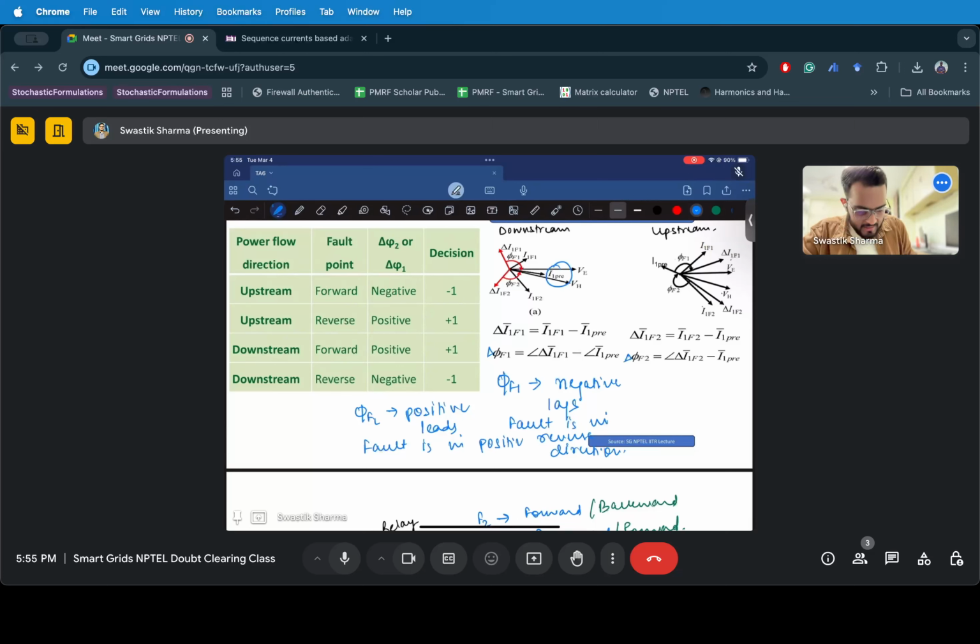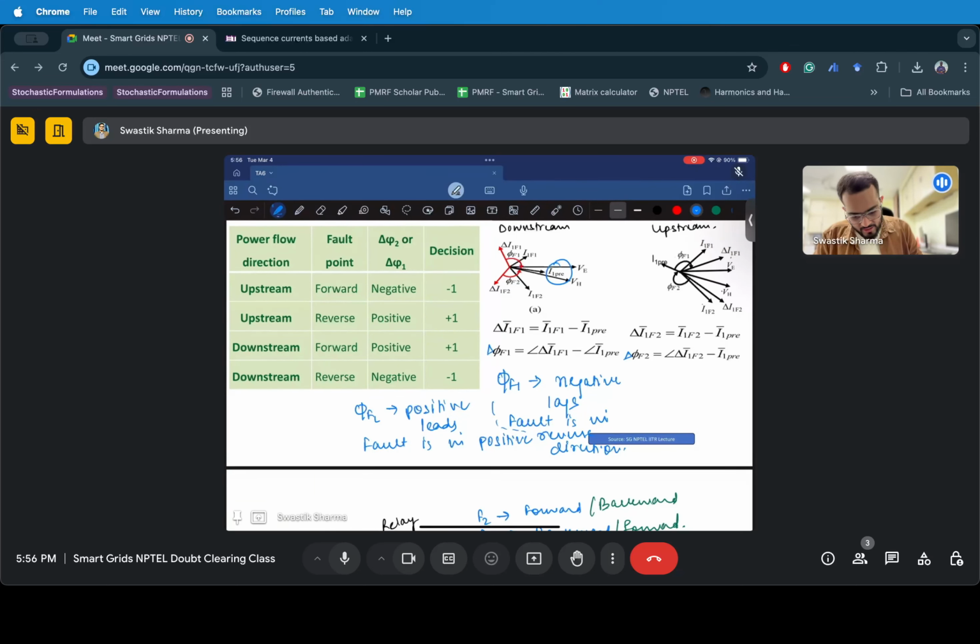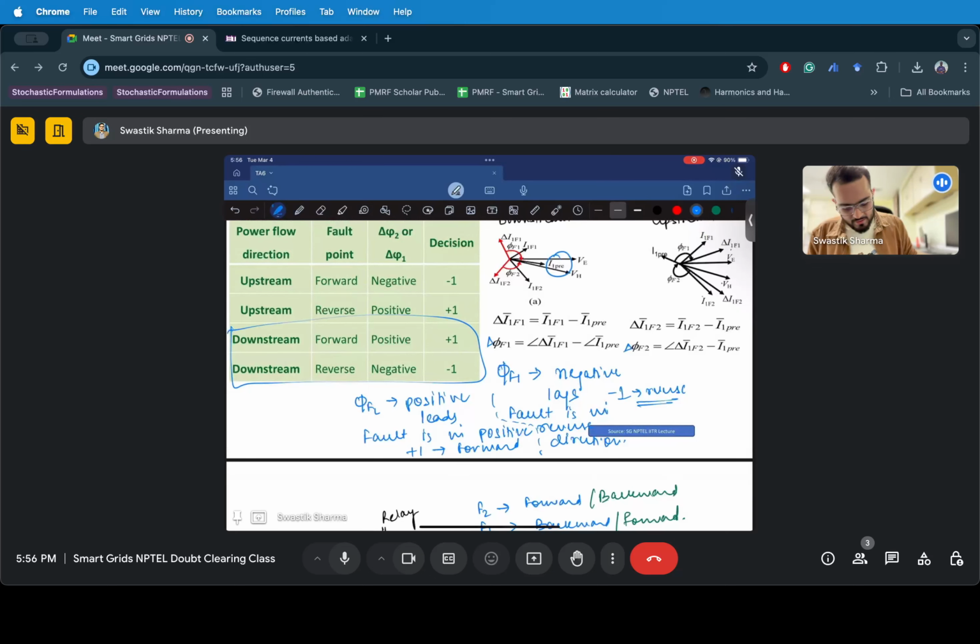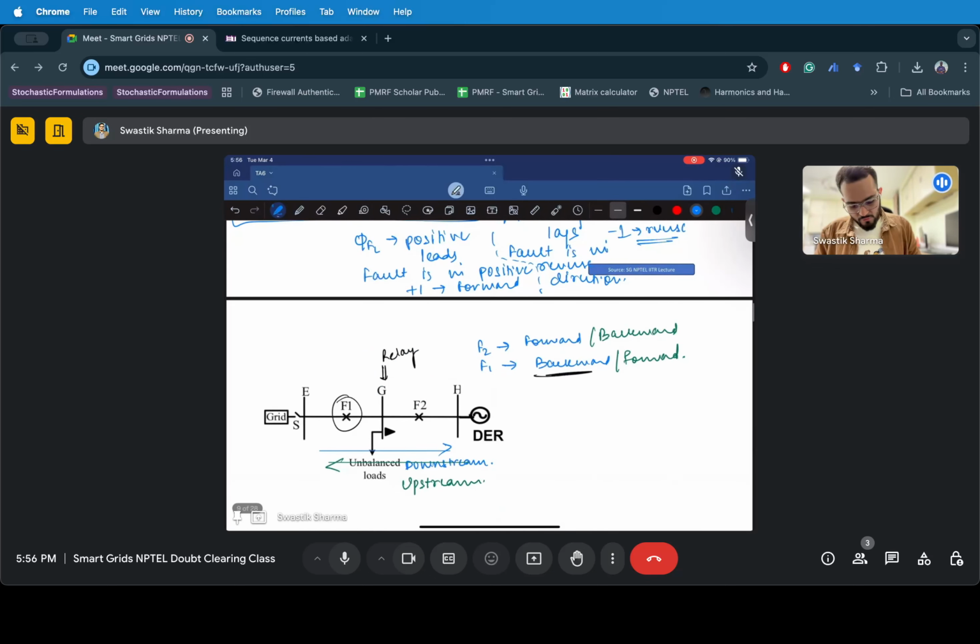So what you do, based on this lead or lag, you find out the sign of your phase angle difference, and based on that you figure out a +1 or a -1 signal, which tells you that +1 is in forward direction, -1 if in reverse, right? So you do this and you see that for both of them it comes out to be like this, and for this, F2 is in forward and F1 is in backward. Same analysis you can do with the downstream current, right?